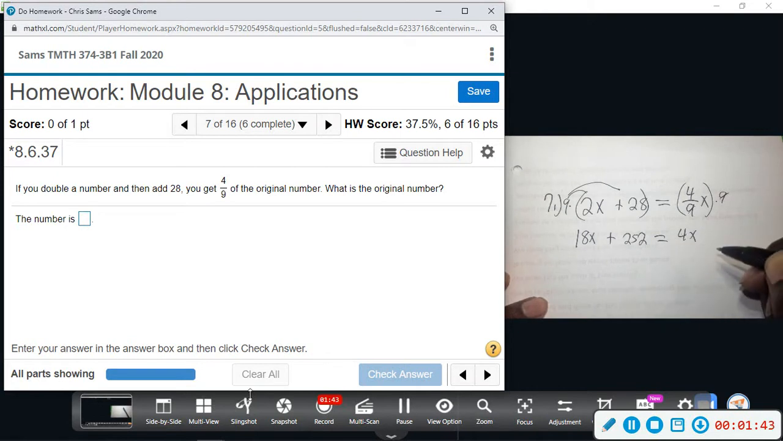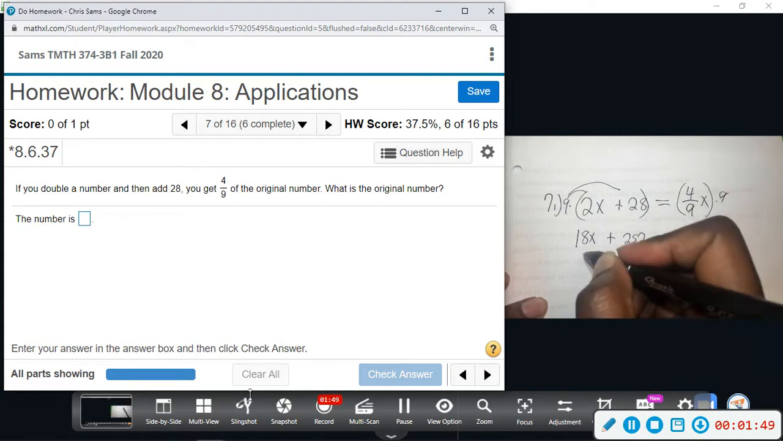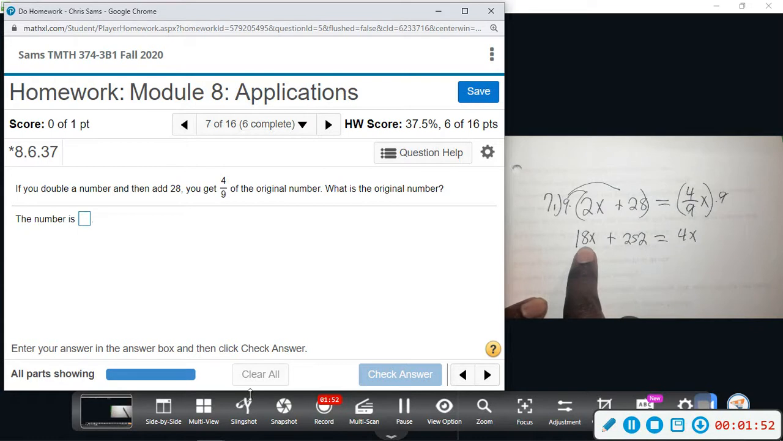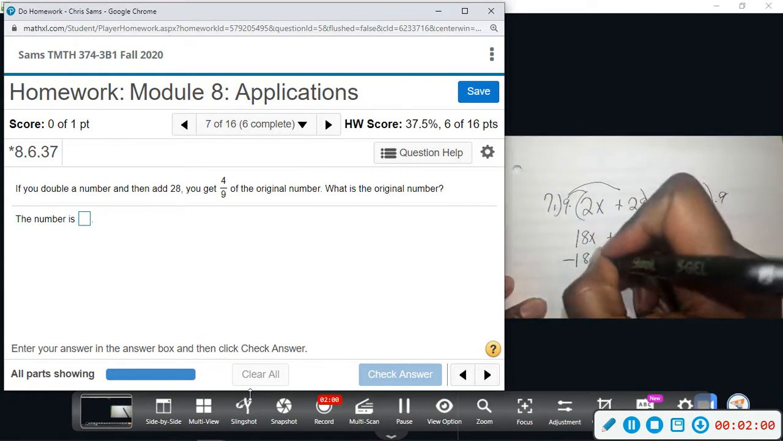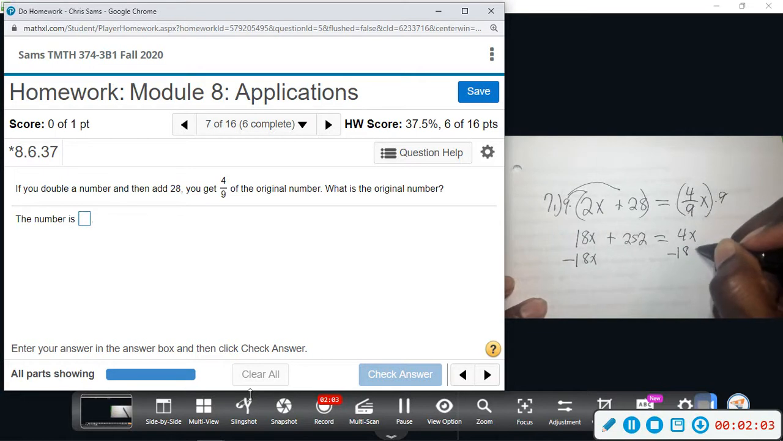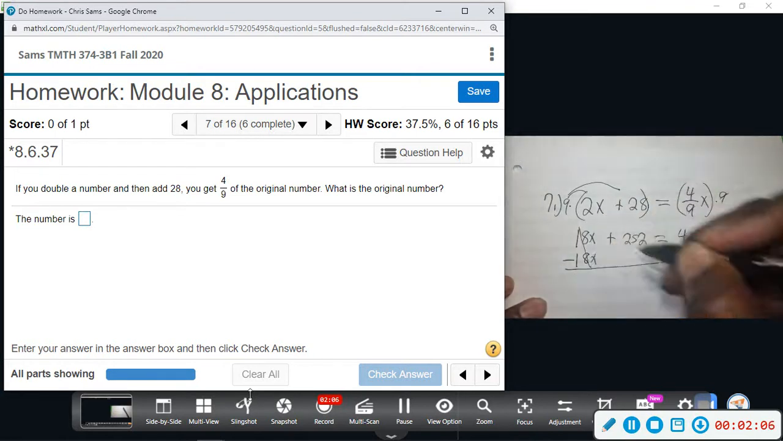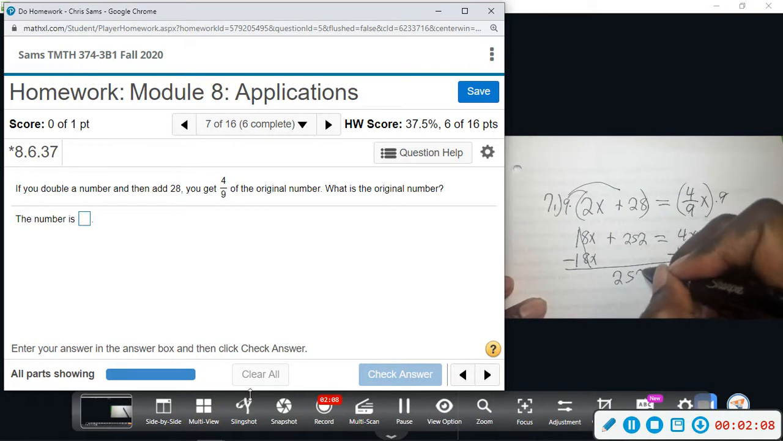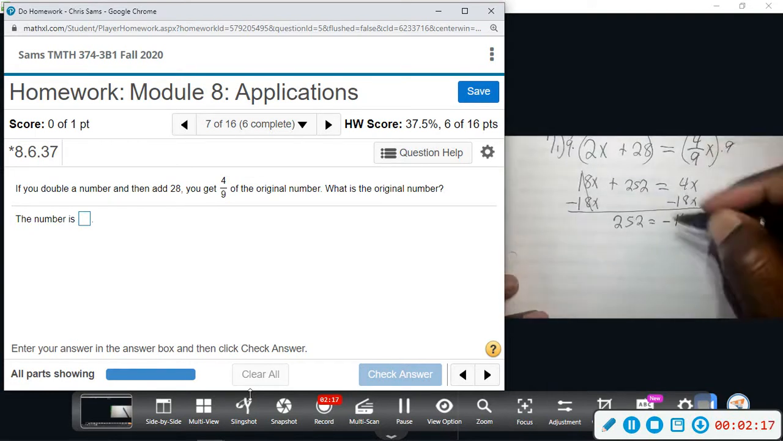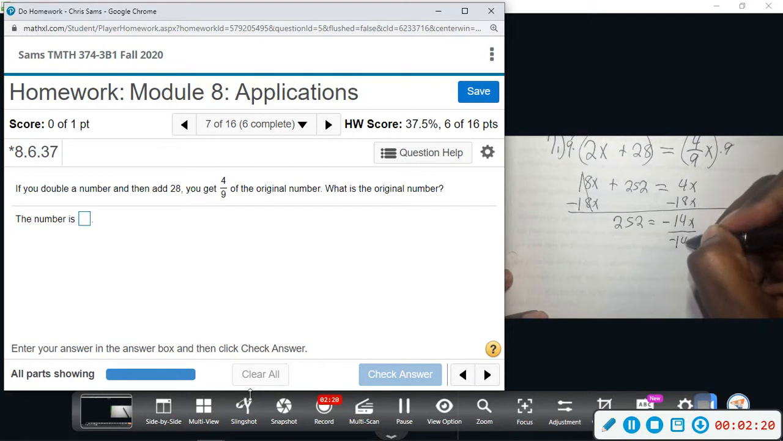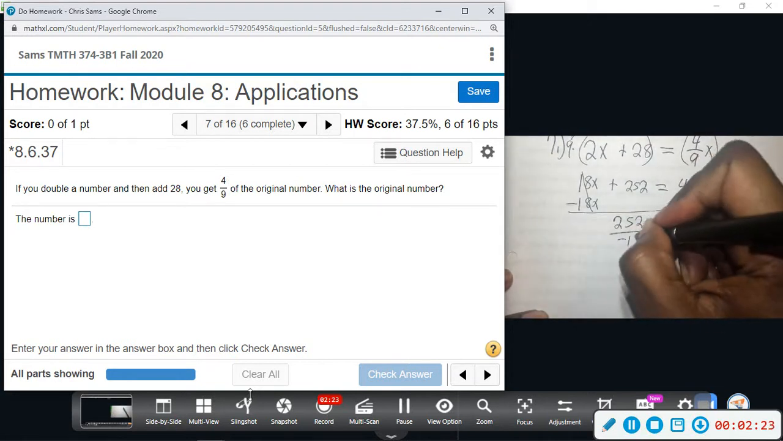Now we want to combine like terms. You can move this over here and move that number, because you want your variables to stay positive, but in this case we'll give ourselves less work if we just go ahead and move it over here and deal with the negative. So I'm going to subtract 18x from both sides. This goes to 0, bring down the 252 equals negative 14x. Now we're going to divide by negative 14 to get x by itself.